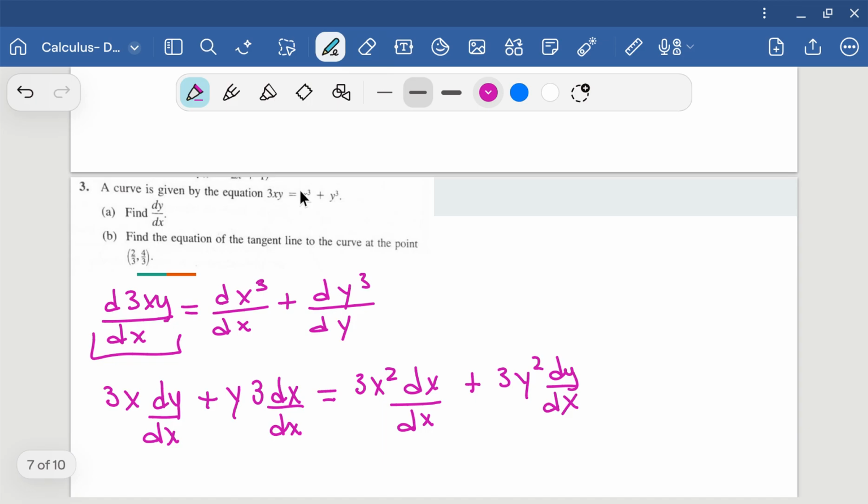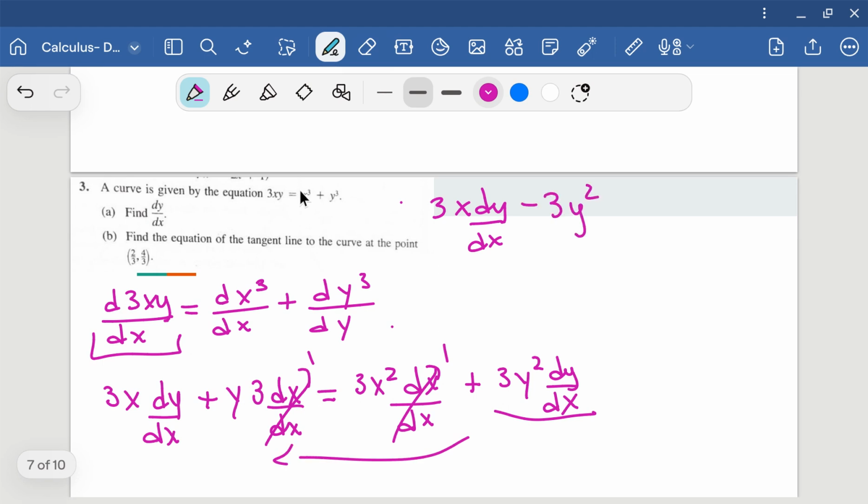So reminding ourselves that if you have anything divided by itself, it just equals 1. So those ones would go away. And then you want to collect your dy over dx to one side and everything else to the other. So if I came up here and did that again, I have 3x dy over dx. I'll move this one to the other side by subtracting it, so minus 3y squared dy over dx. That will equal the 3x squared.